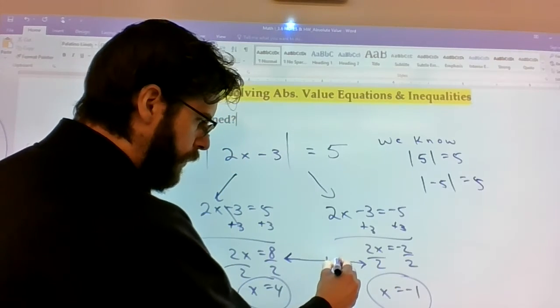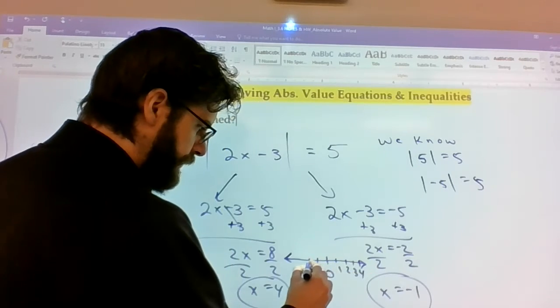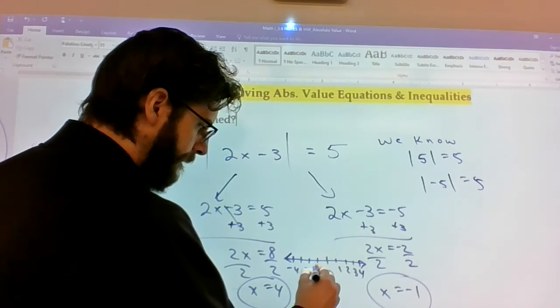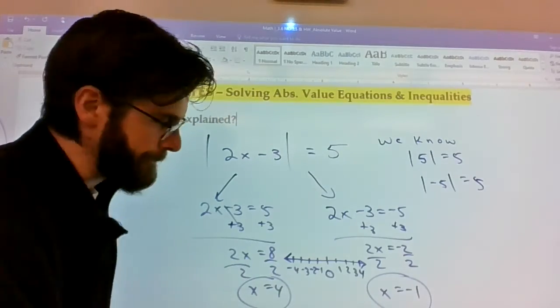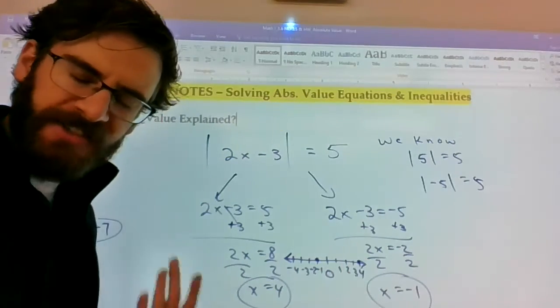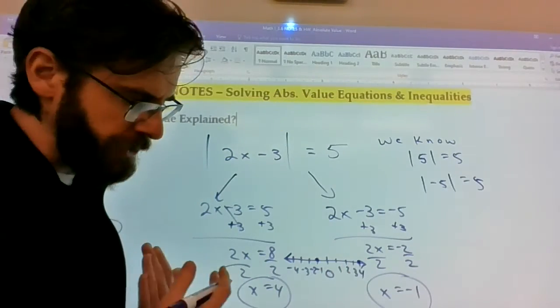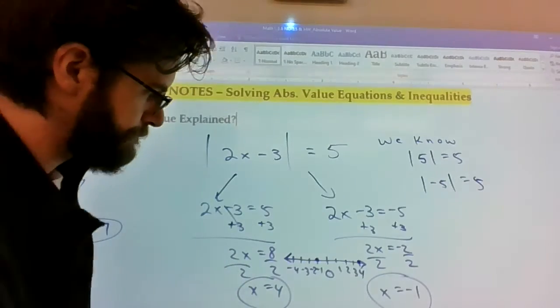If you were asked to graph it on a number line, you'd go 1, 2, 3, 4, and 1, 2, 3, 4. These would just be closed dots here and here. Because they're not inequalities, we're not going to put any shading between them. That is what it is.